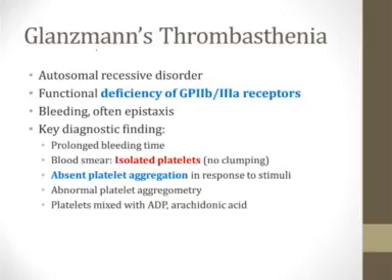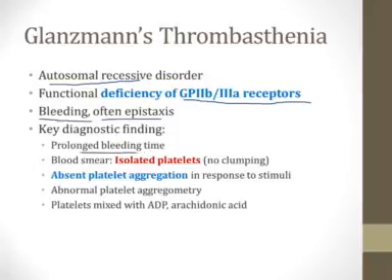The first disorder is Glanzmann's thrombasthenia. This is a genetic disorder that is transmitted through families in an autosomal recessive fashion, and children born with this disorder have a functional deficiency of the 2B3A receptors found on their platelets. This will lead to mucosal platelet-type bleeding, often epistaxis, in childhood. And the key diagnostic findings of this disorder will all make sense to you if you understand what the 2B3A receptor does on platelets. Remember, that is the platelet receptor that allows platelets to link together and aggregate to form a platelet plug. So one of the diagnostic findings is a prolonged bleeding time.